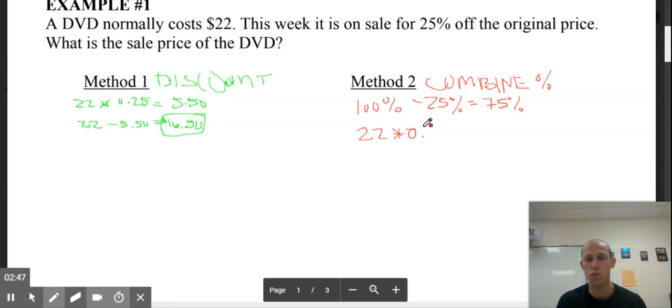So 0.75. When we do that, we should get out the answer of $16.50. Same answer as before, we do it in one step though. You pick the method that works best for you. In some problems, they force you to use a method. But if you don't have to choose one over the other, pick the one that makes most sense to you. There's no right or wrong.